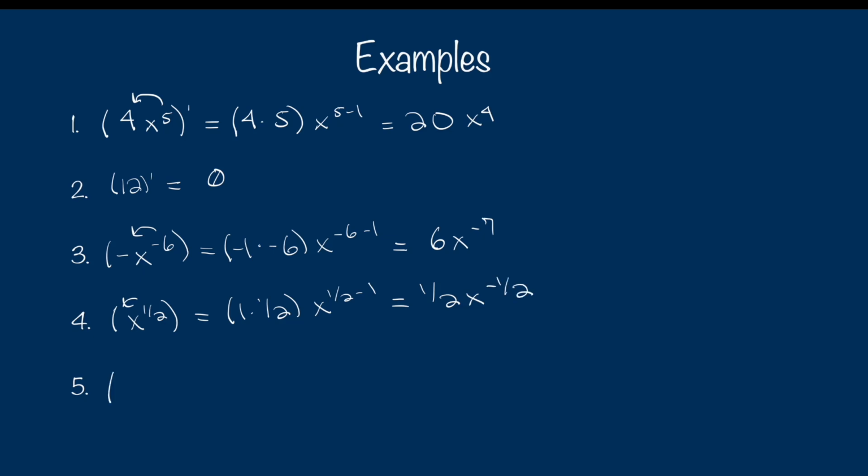Then a little bit trickier one, but not too bad. So if we have e times x to pi, we pull pi out front. So we have e times pi x to the pi minus 1, and then we can just leave it in that form. So first we have the sum rule.